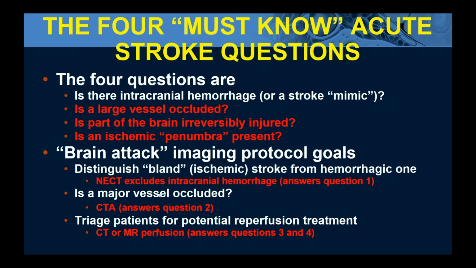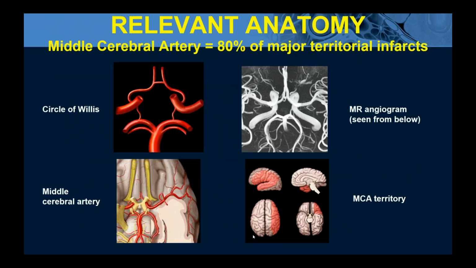Question number 2, is a major vessel occluded? A CT angiogram shows you that. And finally, how are we going to triage patients for potential reperfusion treatment? We'll do CT or MR perfusion, and that answers questions number 3 and 4. Your relevant anatomy here is the middle cerebral artery, which is where 80% of major territorial artery infarcts are. So here's the circle of Willis, and here is the middle cerebral artery on our anatomic diagram.